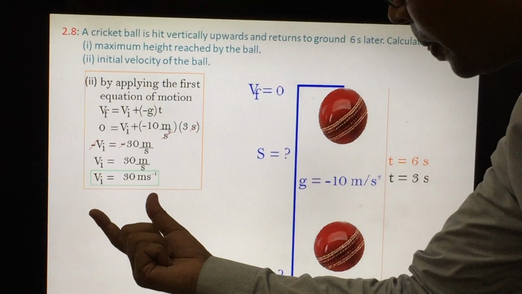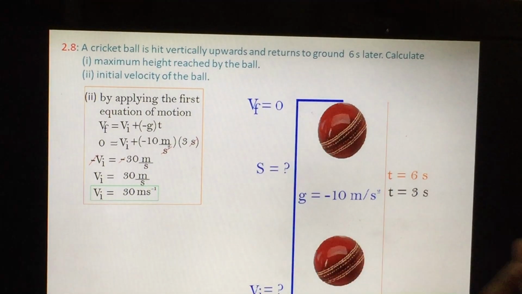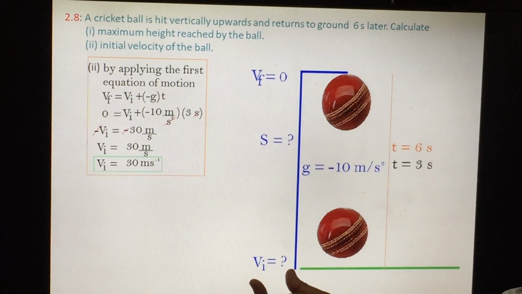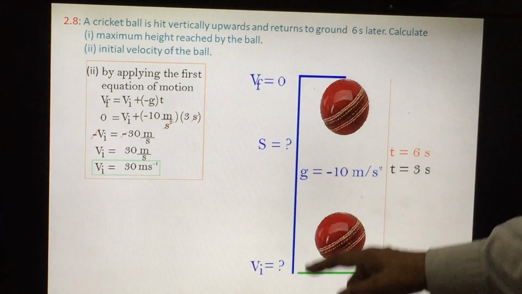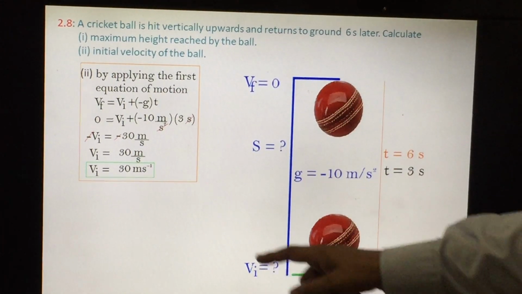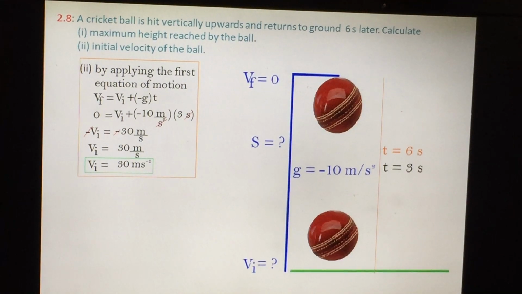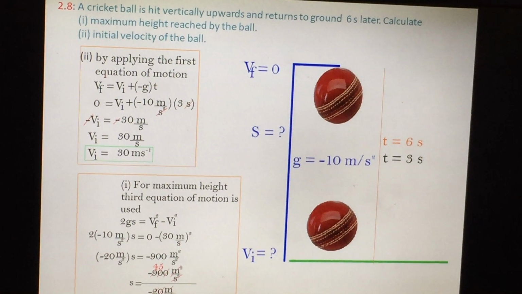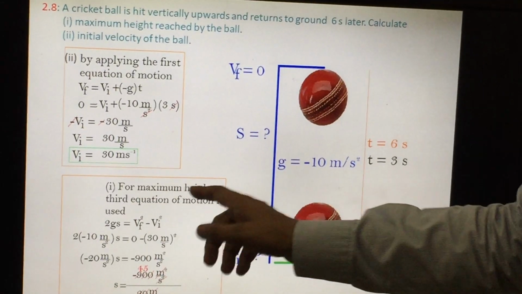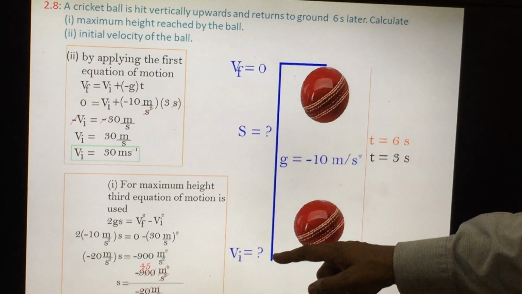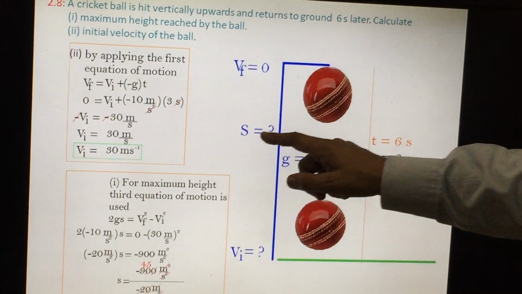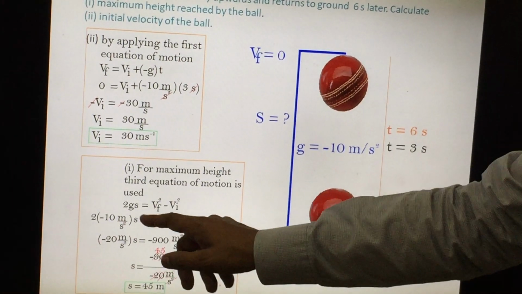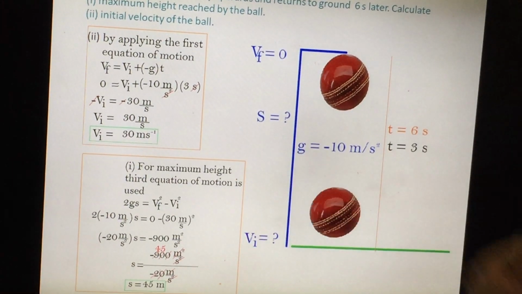So firstly, the second part is calculated: we figured out the initial velocity. When you apply the force to throw the ball up, the initial velocity was 30 meter per second. Secondly, the first part: we are going to calculate the maximum height, that is S equal to question mark. For maximum height, the third equation can be used: 2gs is equal to Vf square minus Vi square.